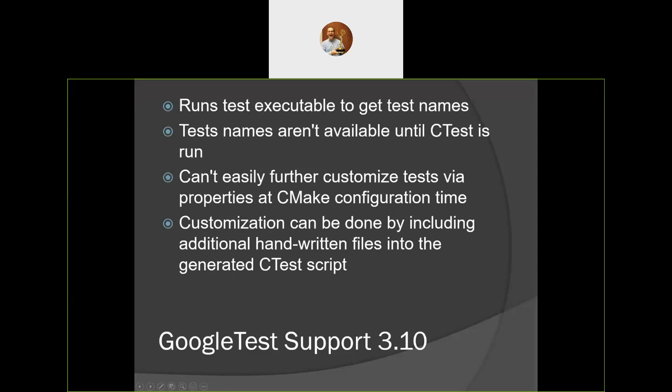So, as we're saying, it runs a test executable to get the test names, and the test names aren't available until you run CTest, which means if you want to further configure the test cases in your CMake script, you can't do that at CMake configuration time. There's a way to do it by writing an additional handwritten file that gets slurped into the CTest script. You can find that in the CMake documentation and the CTest documentation. So it's not impossible if you need to do some additional customization via properties on the tests, but you have to do a little extra work.